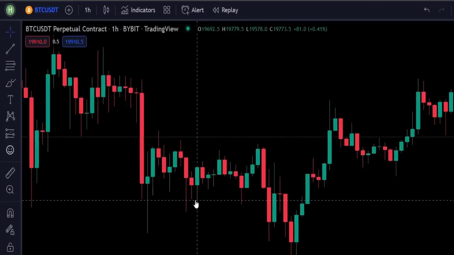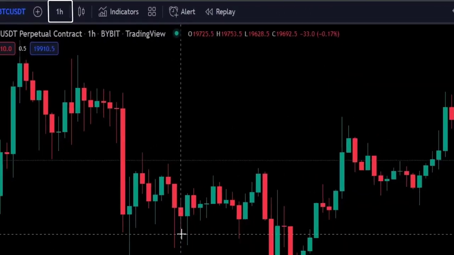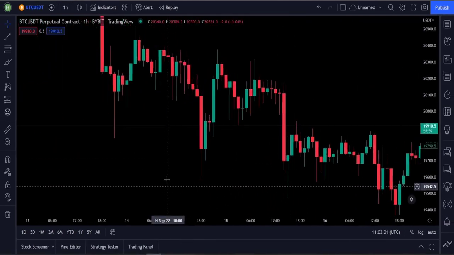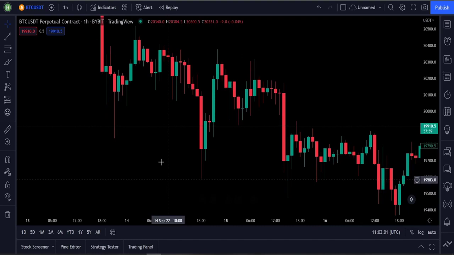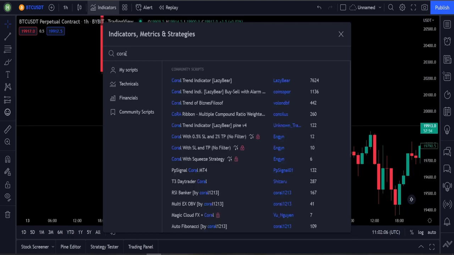I'm going to be using the Bitcoin chart on the 1-hour time frame. When you first enter the TradingView, this is what your chart is going to look like on a 1-hour time frame. Now, let's go ahead and add our first indicator to the chart. So we're going to search for Coral Trend Indicator by Lazy Bear and select this one right here.